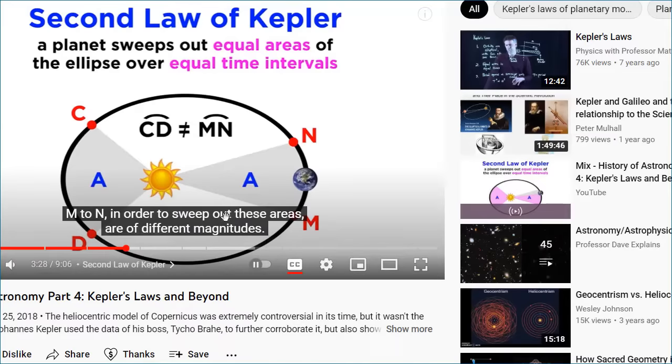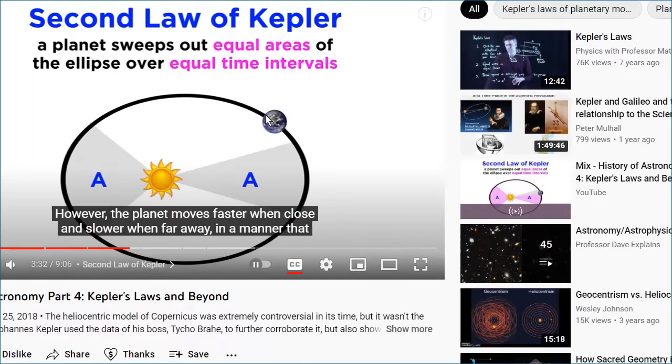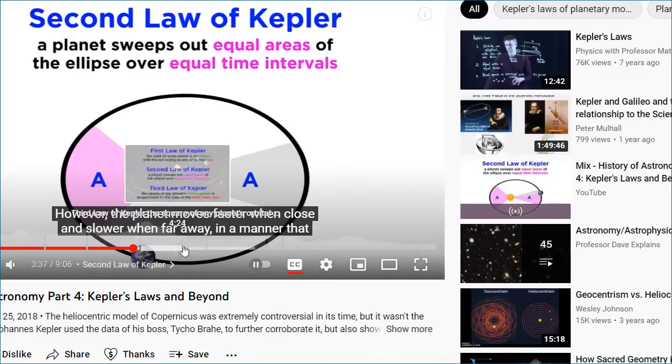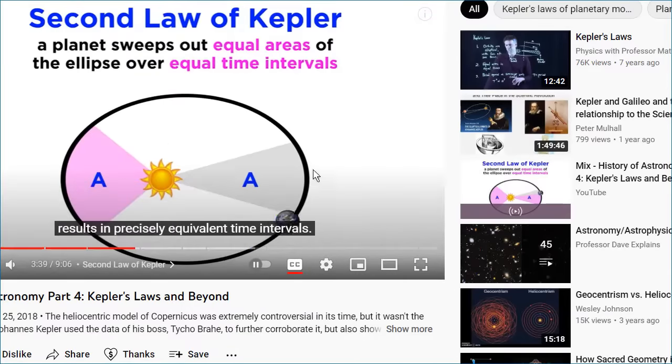And areas are of different magnitude. He's talking. I don't know if you can hear him. There, the Earth is going slowly when close, and speeding up far away, in a manner that results in equal time intervals.